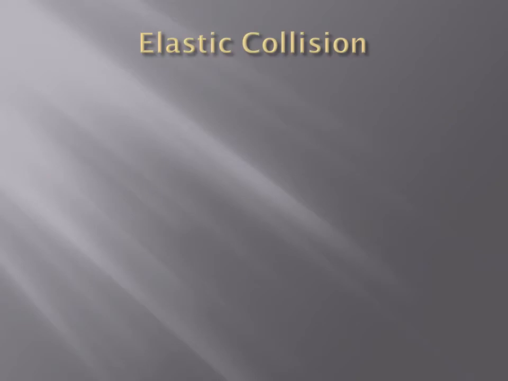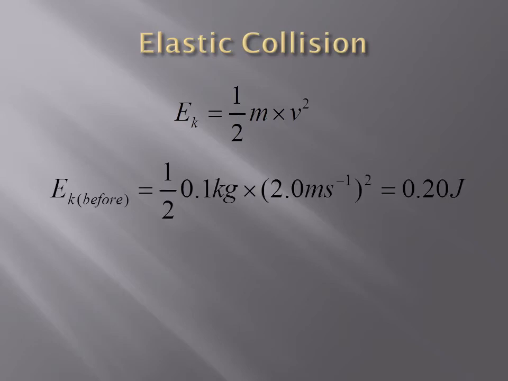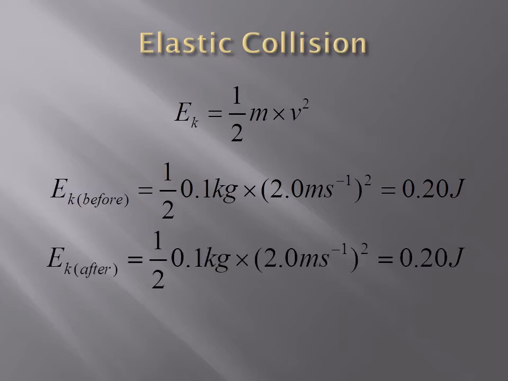Elastic collisions. Now this was an elastic collision. The reason this was an elastic collision was because the kinetic energy was conserved, or stayed the same. If we work out the kinetic energy beforehand, we take half the mass times the velocity squared. We work out that there were 0.2 joules of kinetic energy. If we find the kinetic energy afterwards, of course, because the mass and the velocity were the same values, we've got 0.2 joules as well.